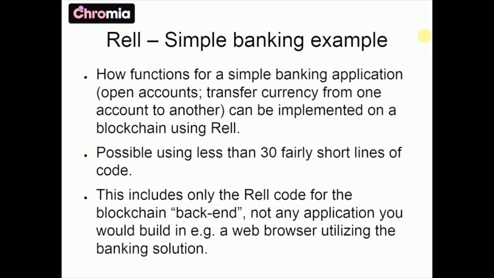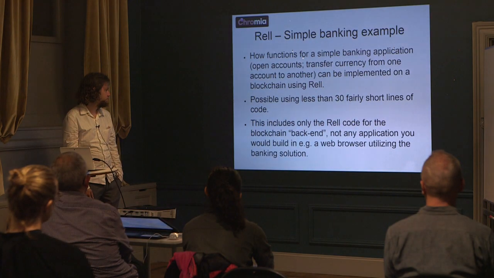What we need for a banking application example is to implement functions to open accounts in the bank, the digital bank we have, and also methods to transfer currency from one account to another. This is possible using very little RELL code, 30 lines or so, short lines. This would of course only include the actual RELL code, not any application or graphical interface you would use to communicate with the blockchain.